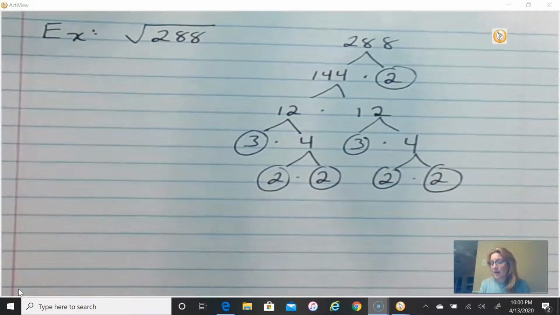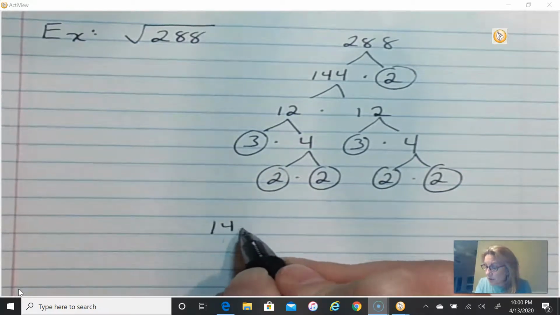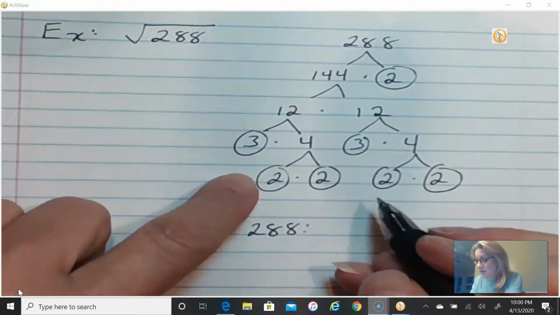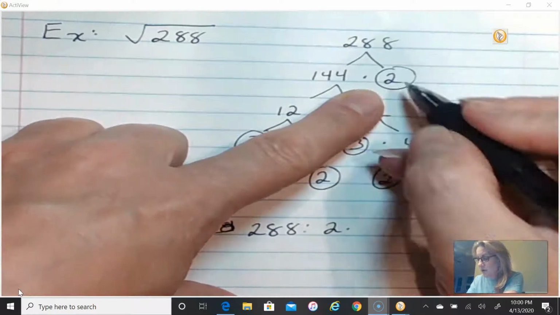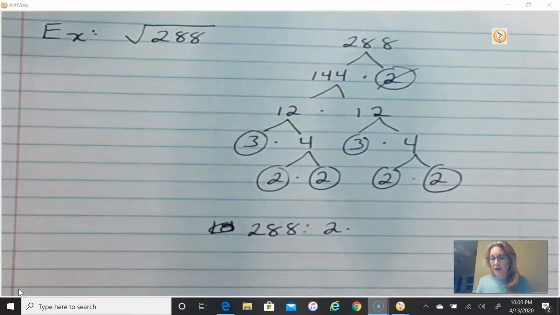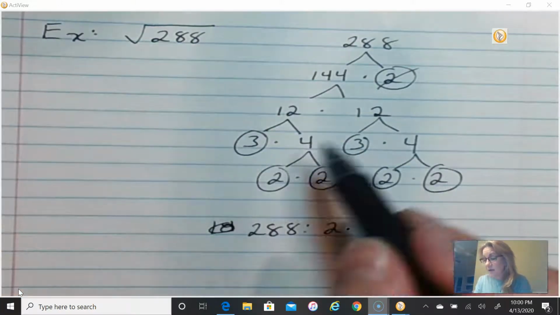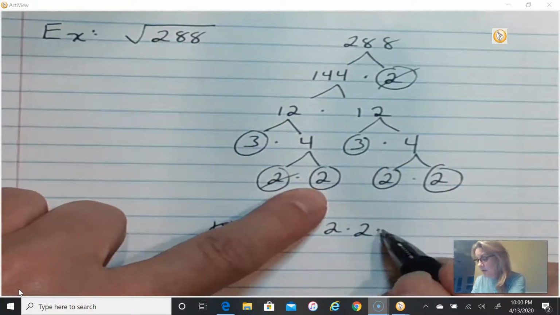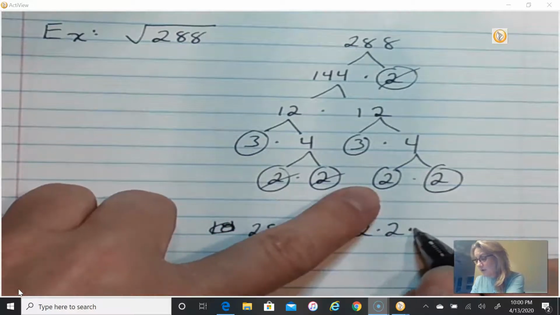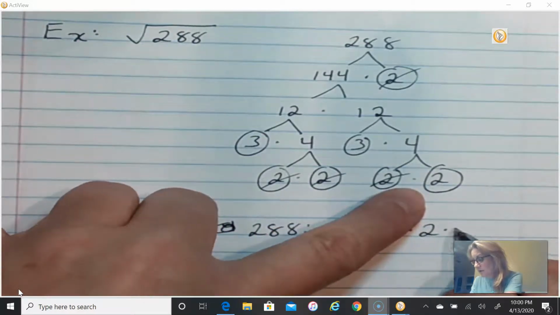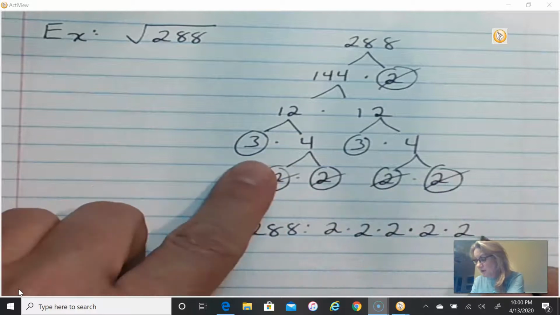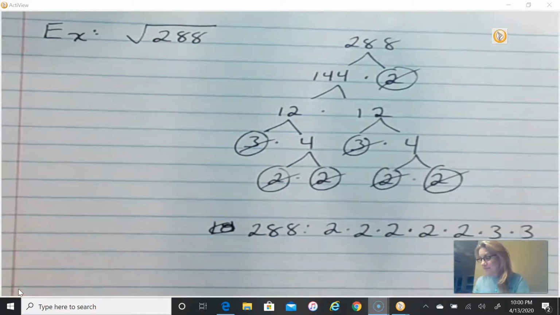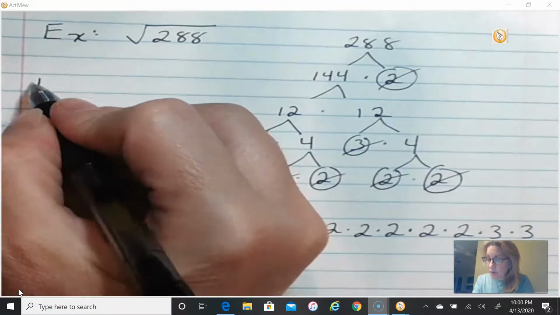Now we write out our prime factors. We can start here. 2, cross out. Now you see why we cross it out, parents, because we have so many here, we want to make sure we get all of them. Times 2, times 2, times 2, because even their teacher gets confused. Times 3, times 3. Okay, what is my root?